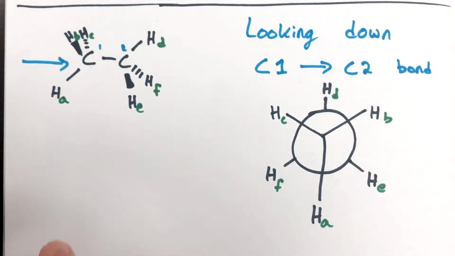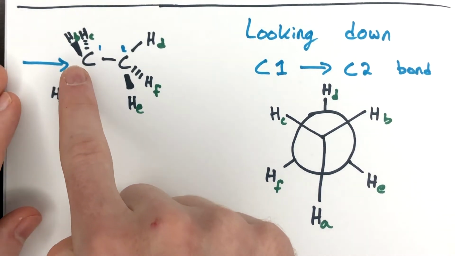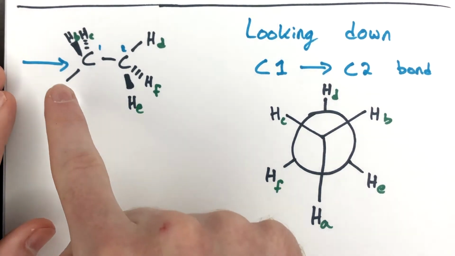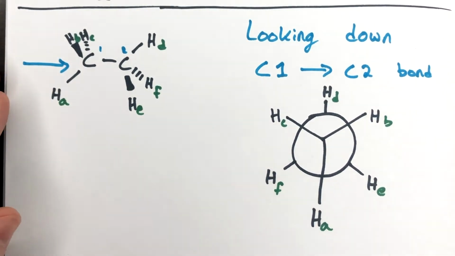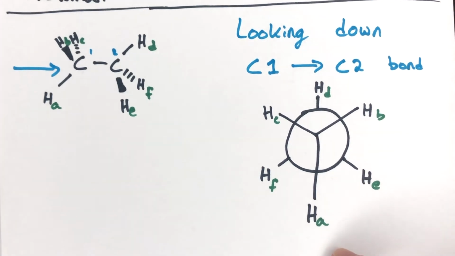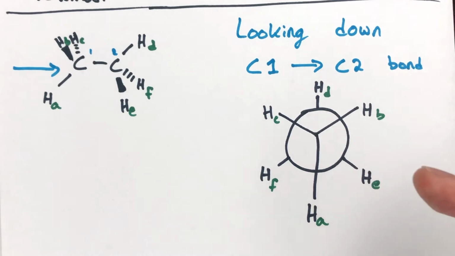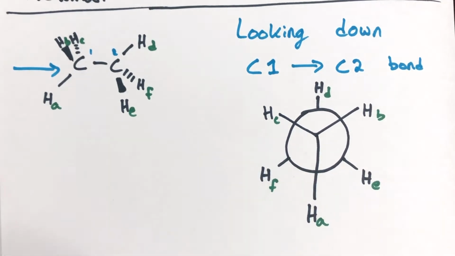So when you do that, you push HB to the right because it's out of the plane. You push HC to the left because it's in the plane. So that's what happens here. HA is now down because that is this position here. HB is to the right because it's a wedge. HC is then to the left because it's dashed.